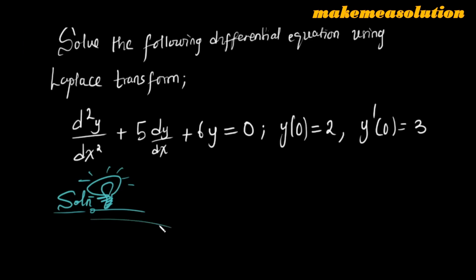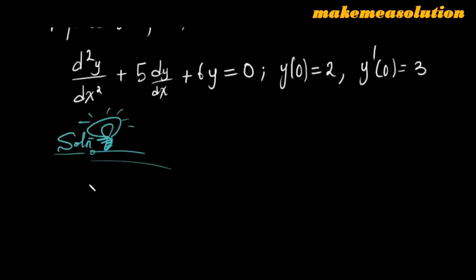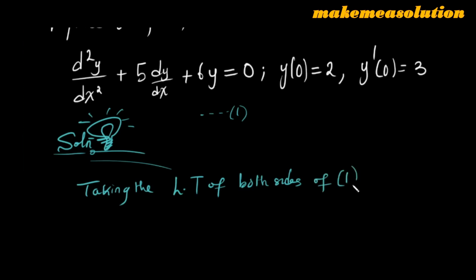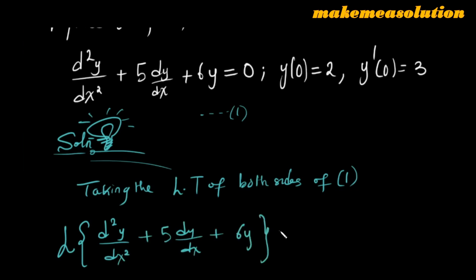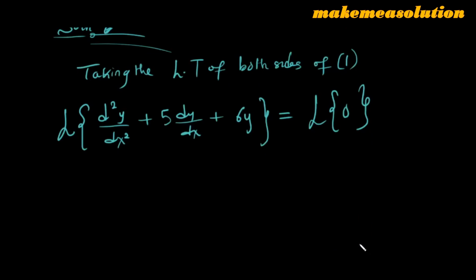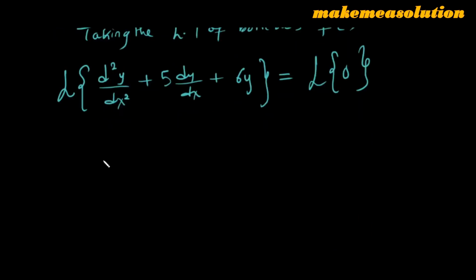So first of all, to solve this problem quickly, you take the Laplace transform of both sides. So taking the Laplace transform of both sides, assuming you labeled this as equation 1, you can say of both sides of 1. Okay, so the Laplace transform of d squared y by dx squared plus 5 dy dx plus 6y equal to the Laplace transform of 0.